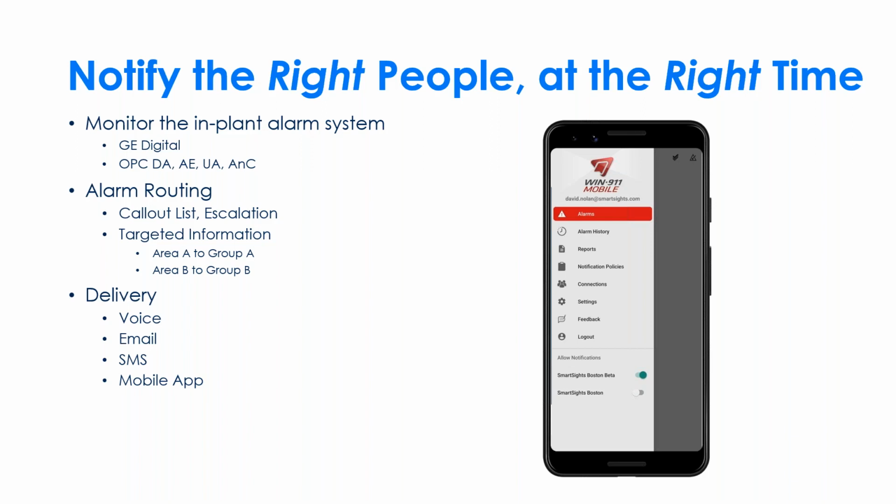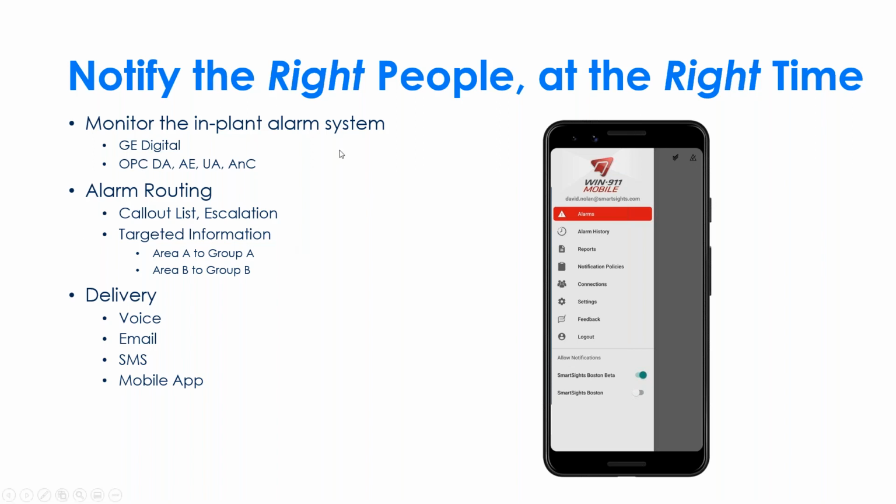And the Win911 notification product basically taps into this fire hose and intelligently routes the notifications based on specific logic, right? So we can detect if an alarm is occurring in a specific process area or above or below a certain severity threshold. We can trigger a call out list, right? We can call one operator, and if they don't answer, we can call the next. We can also take branching logic, based on how long the alarm has been active.